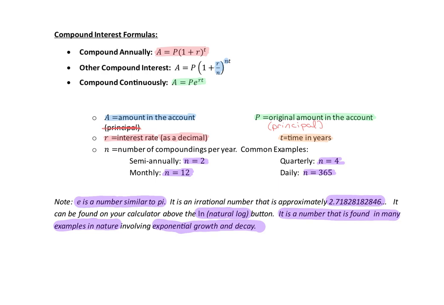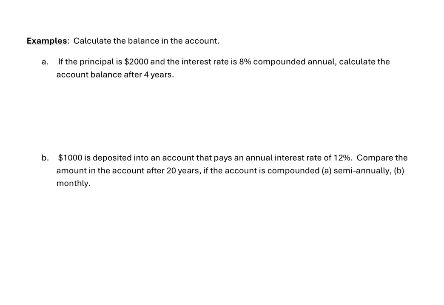All right, let's go ahead and start looking at some examples. All right, so in these examples, the first thing that we want to do is we want to figure out which formula we want to use. And then basically we just need to plug in the information. So for example A, the first thing that I want to look for is what kind of compounding are we doing? Here, okay, granted I misspelled it, but it says that we are compounding annual, and that should be annually.